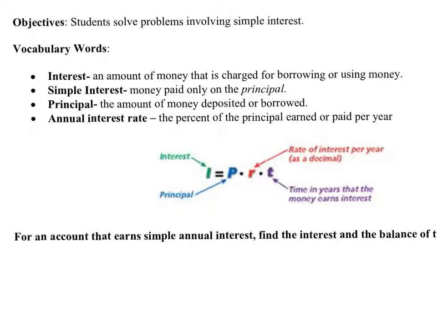Simple interest, which is what we're talking about today, is money paid only on the principal. And a principal is the amount of money deposited or borrowed. So if I put $500 in that savings account, that $500 is my principal, and I earn interest off of that $500. And the annual interest rate is how you figure out how much money you're going to earn. It is the percent of the principal earned or paid per year.